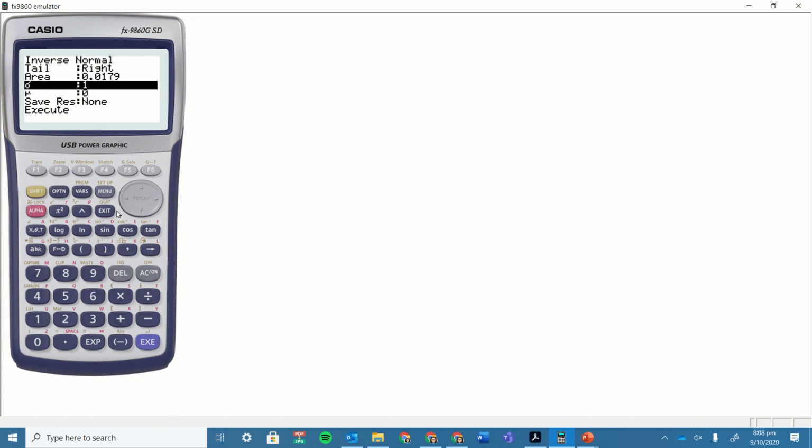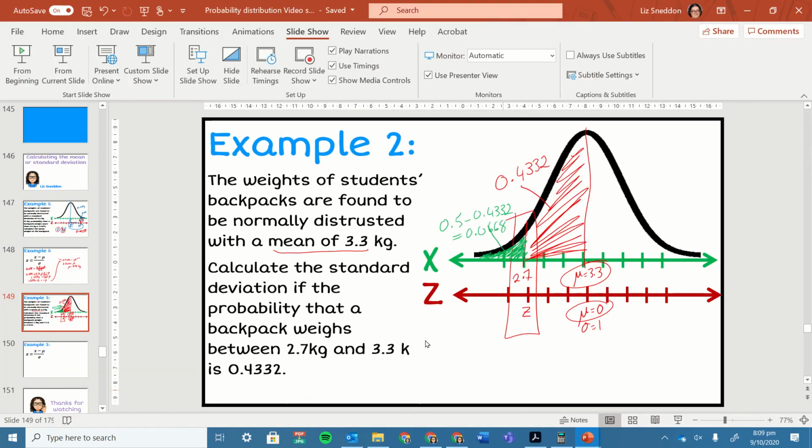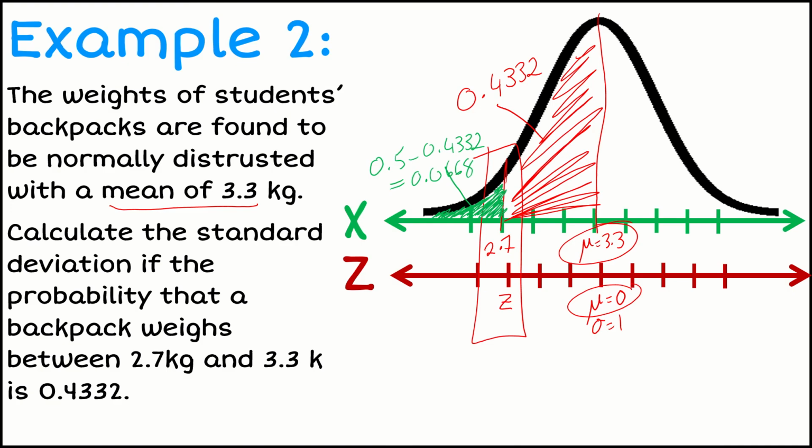Okay, so we've got the tail on the left hand side now, so F1 to change that, and the probability we just calculated was 0.0668, and that gives me a Z value of -1.5. So that Z value there is equal to -1.5. So I've found the equivalent X and Z values.